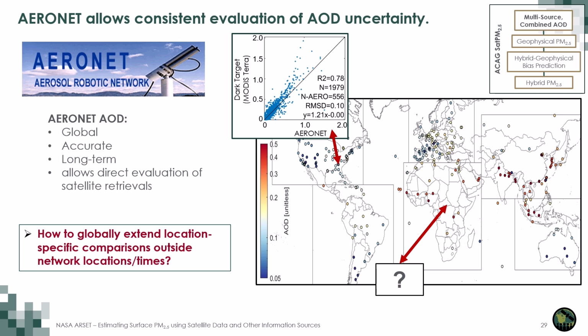AERONET was briefly introduced last week, and for our purposes, all we really need to know is that AERONET is a ground-based network of sun photometers that provides accurate, long-term measurements of AOD at different locations around the world. This allows the evaluation of satellite-based AOD, but only at locations that have an AERONET site. So the question becomes, how can we extend this site-specific information globally to understand the quality of a satellite retrieval anywhere in the world?